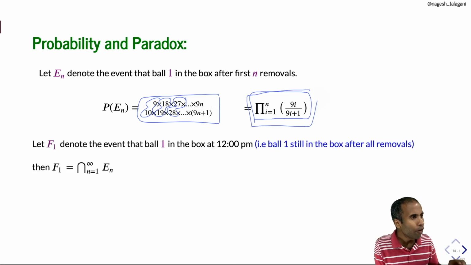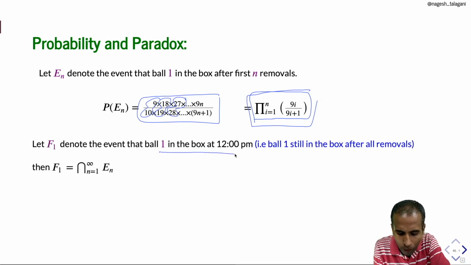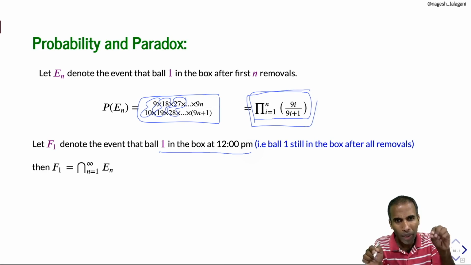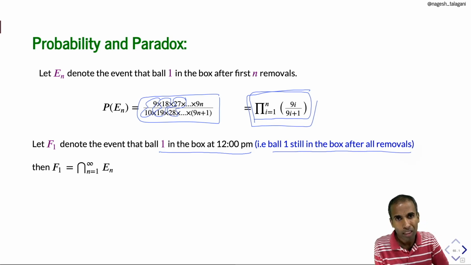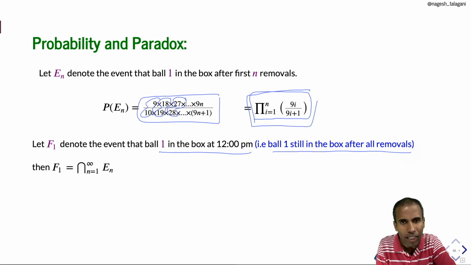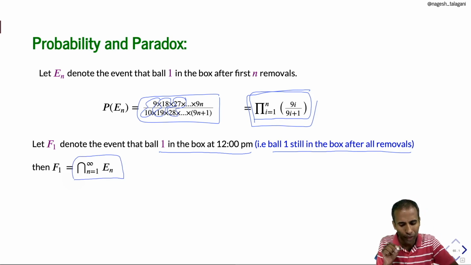Now let F1 denote the event that ball 1 is in the box at 12 p.m. Ball 1 in the box at 12 p.m. means ball 1 is still in the box after all removals. That means we are never touching it at any removal. That means E1 must have happened, E2 must have happened, E3 must have happened, and so on. If all En happened, then only you will see ball 1 in the box at 12 p.m. That's why F1 can be expressed in terms of the En like this: F1 is the intersection of En for n equal to 1 to infinity.